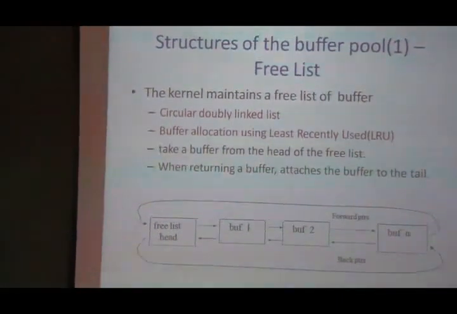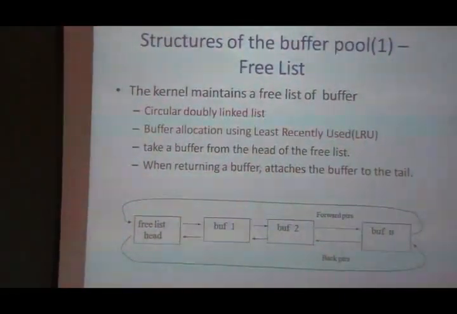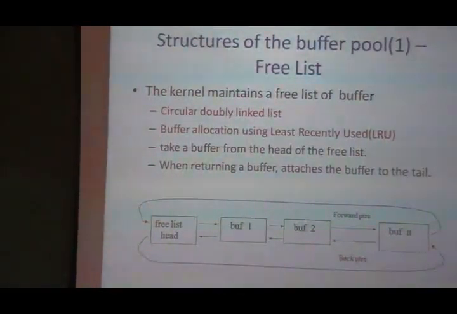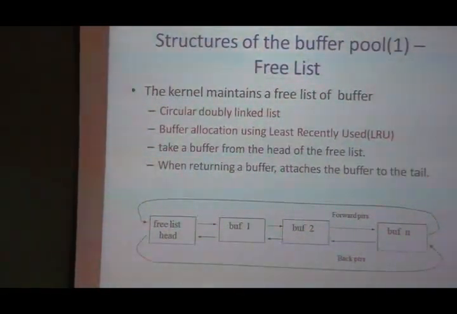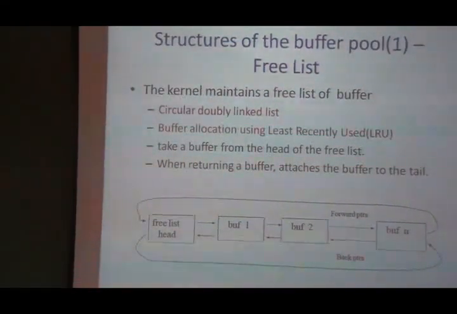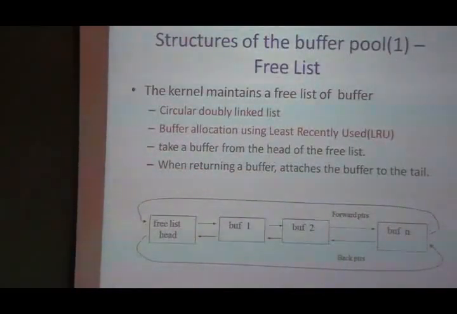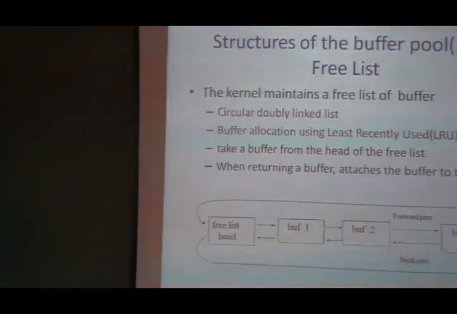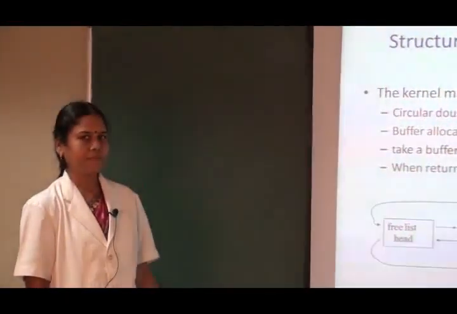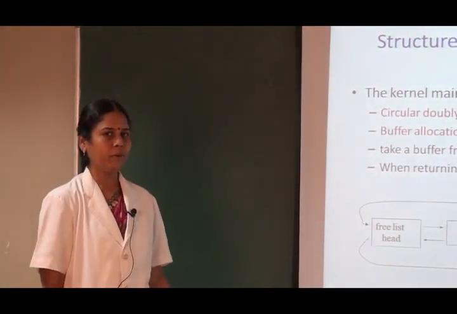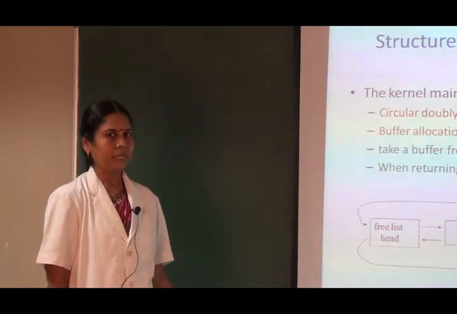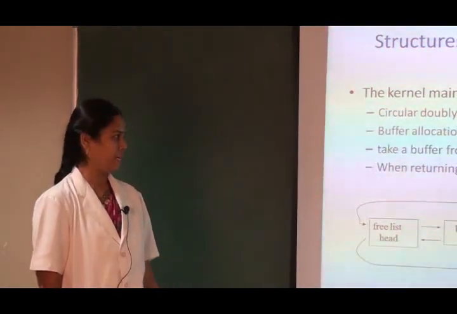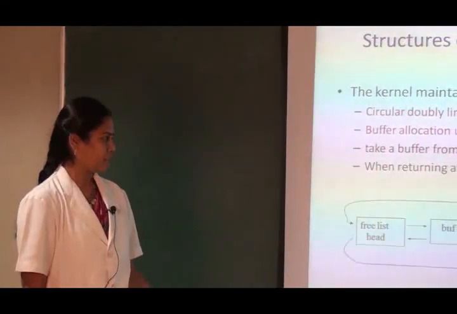There are two data structures in the buffer cache: one is the free list, and the other is the hash queue. The free list is used to handle all free buffers in the buffer cache. The free list uses a basic data structure, a circular doubly linked list. Buffer allocation is done in the buffer cache using the least recently used method. When any buffer becomes free, it is added at the end of the free list. If a buffer has to be removed from the free list, it is removed from the head of the free list, since it is a queue data structure.